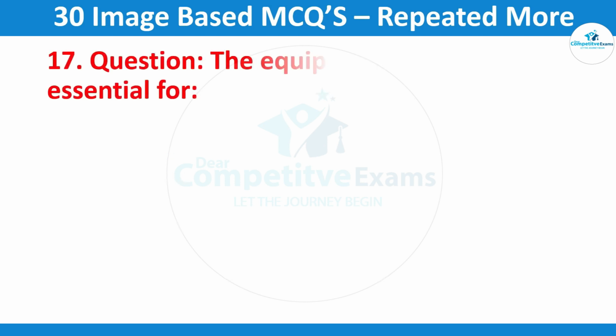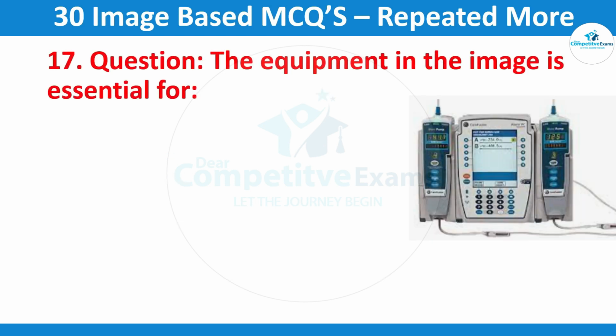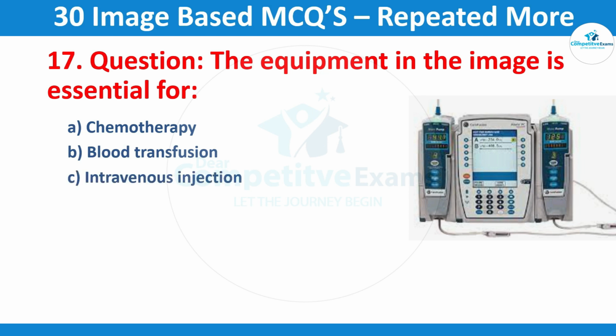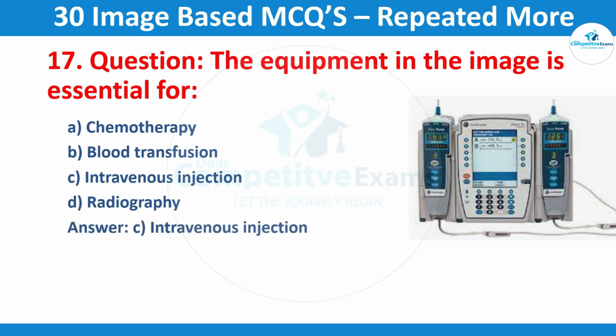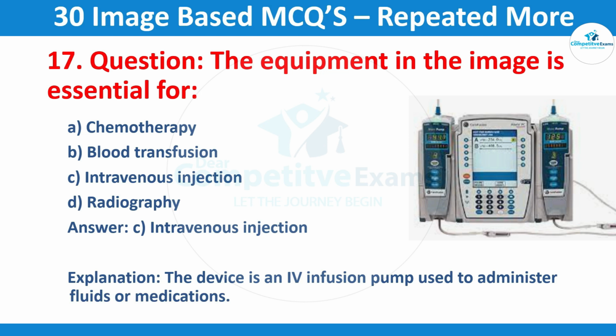Question number 17. The equipment in the image is essential for. Options: chemotherapy, blood transfusion, intravenous injection, or radiography. Correct answer: intravenous injection. The device is an IV infusion pump used to administer fluids or medications.